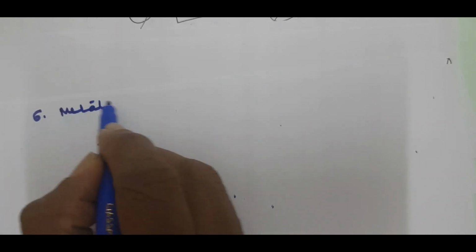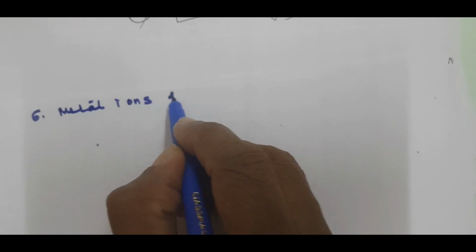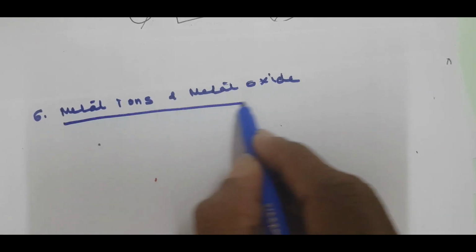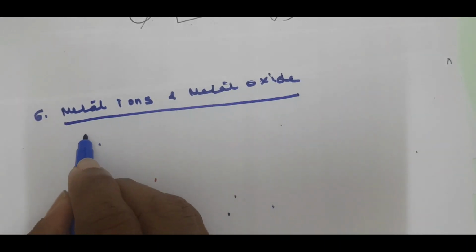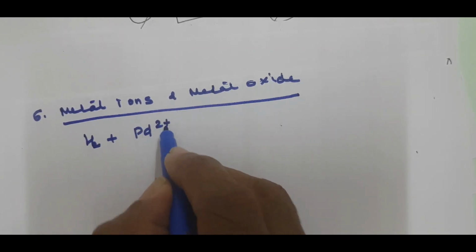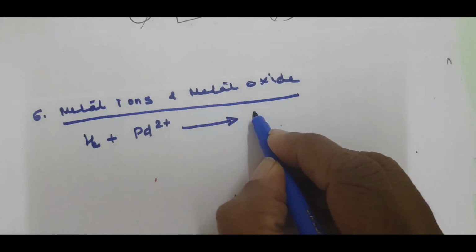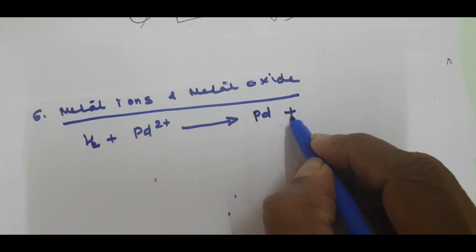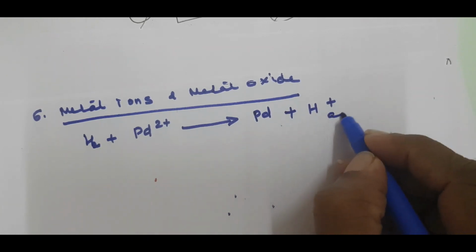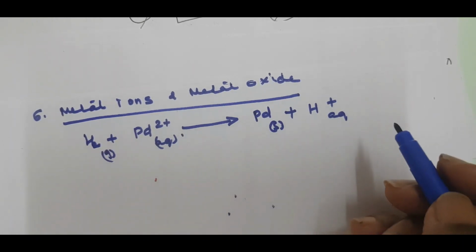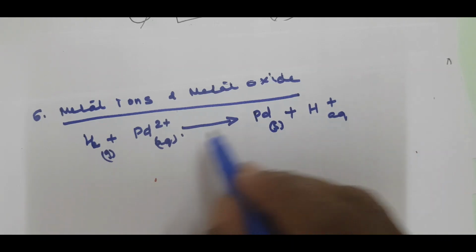The sixth reaction is the reaction with the metal ions and metal oxide. Hydrogen plus a metal ion, for example a heavy metal ion like palladium ion, undergoes reduction, that is addition of electrons, to form palladium plus H+. The palladium is a solid, the hydrogen is a gas, and the ion is in aqueous solution. So this reduces the metal ions in aqueous solution.